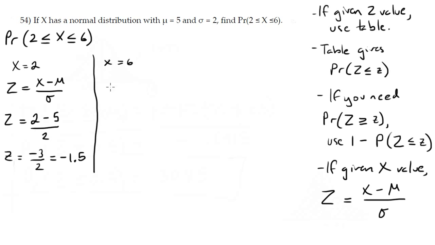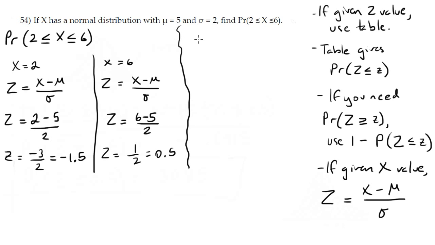For x equals 6, here's my z value. Z equals x minus the mean divided by the standard deviation. Z equals 6 minus my mean, 5, divided by 2. Z equals 1 over 2, which is 0.5.